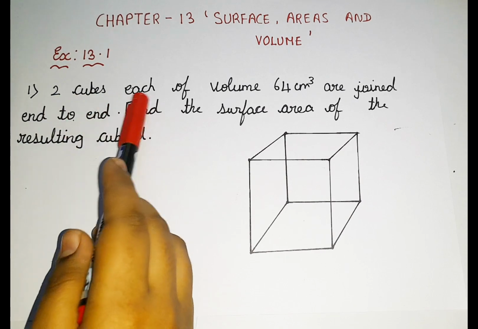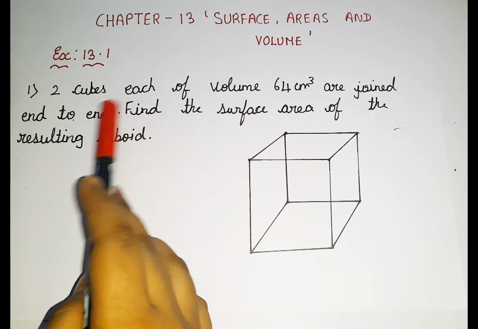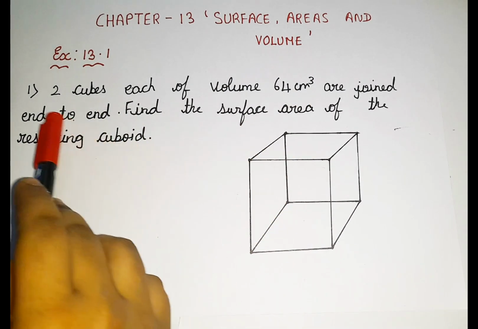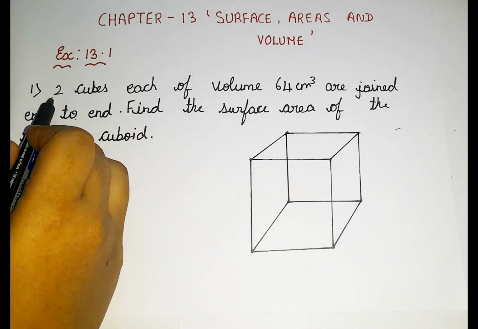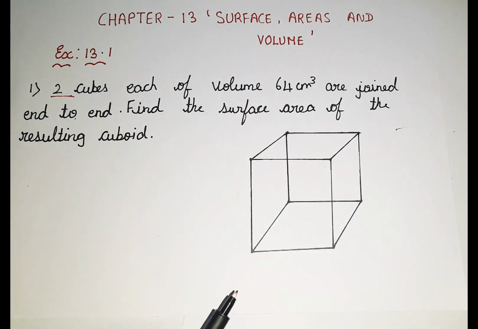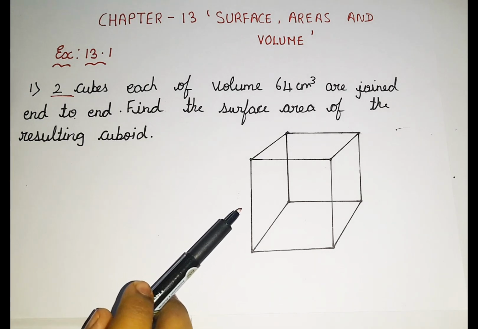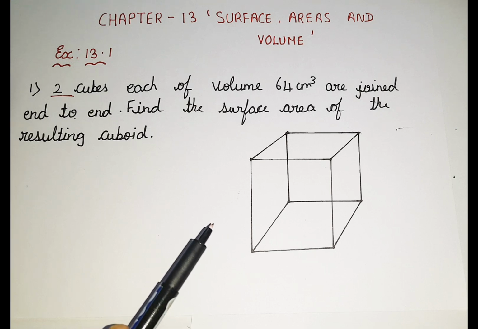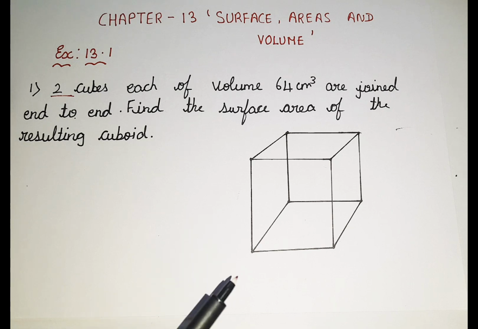Two cubes each of volume 64 cm cube are joined end to end. Find the surface area of the resulting cuboid. So there are two cubes. I'll just underline it. So what is a cube? Here you see this figure, right? This is the cube. For example, if you see the dice of Ludo, we can just call it a cube. Am I right? So this is a cube.